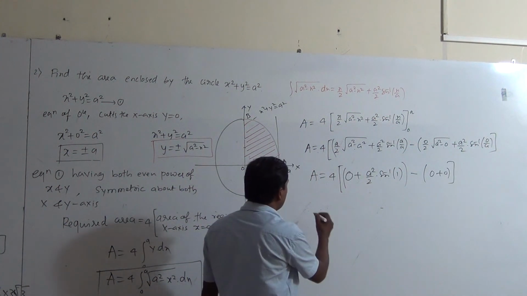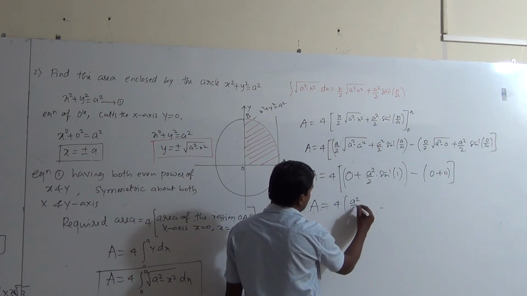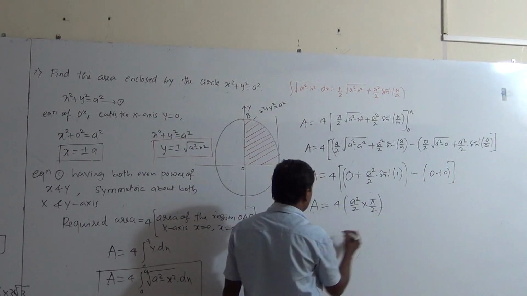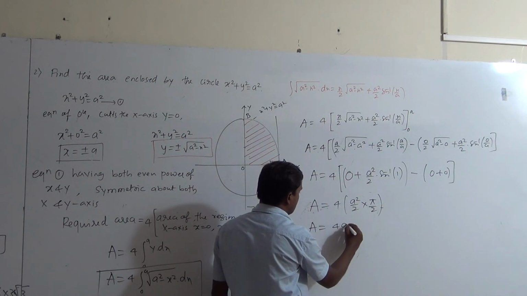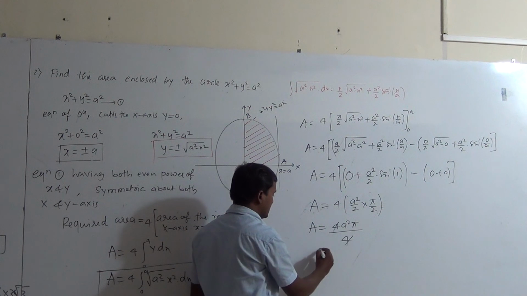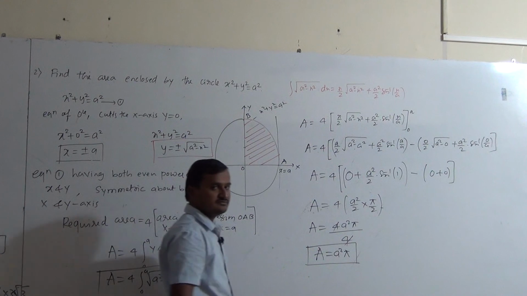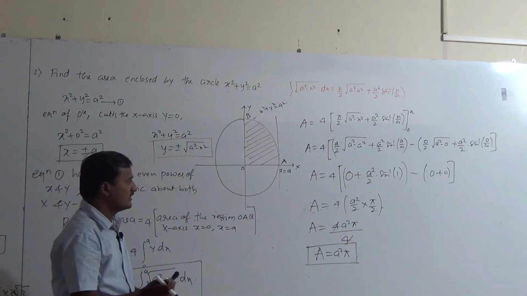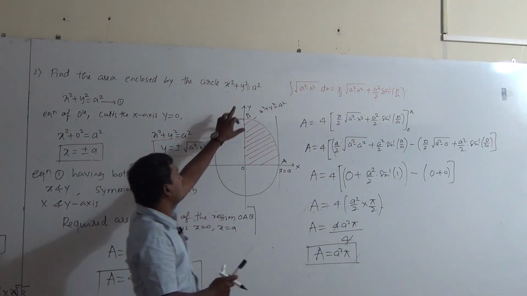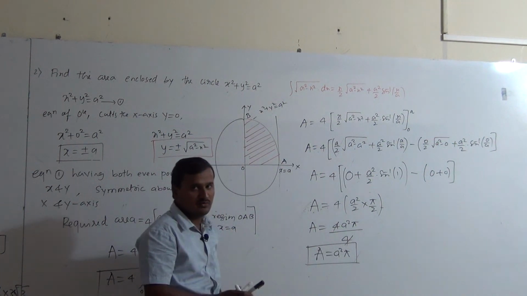So the required one is only 4 into a square by 2 into sine inverse of 1, which means pi by 2. Simplifying, 4 a square pi divided by 4. The 4 and 4 get cancelled, therefore a square into pi. So this gives the required area, right? You already know that the area of the circle is pi r square. Instead of r here it is a. So your answer is a square into pi, right?